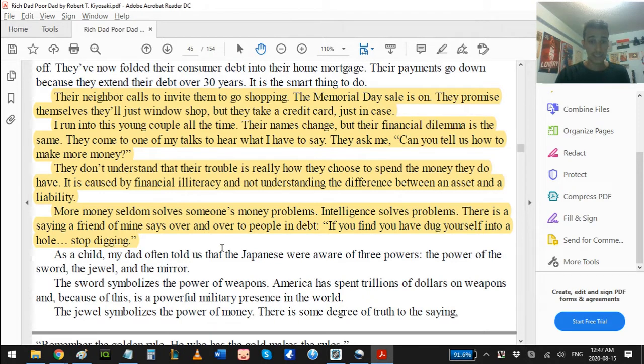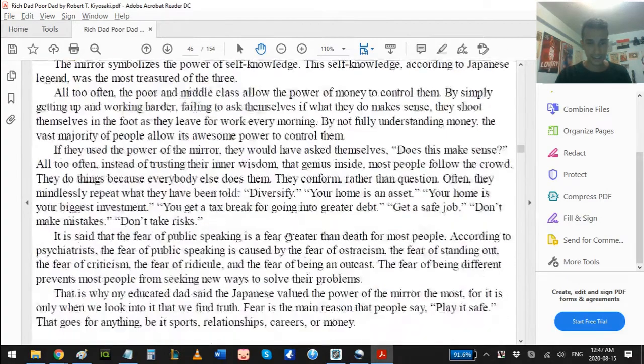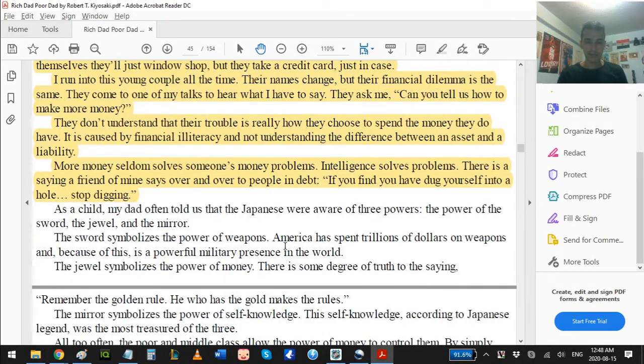More money seldom solves someone's money problems. Intelligence solves problems. A friend of mine says over and over to people in debt, if you find you have dug yourself into a hole, stop digging. So you see here, guys, how it's really easy to just fall into that hole without even realizing it, and then you dig and dig and dig until the hole's too big, and then you spend years trying to get out of it, whereas you never had to dig that hole to begin with, right? So again, it's a simple idea, assets and liabilities, but it's not as simple as you think.